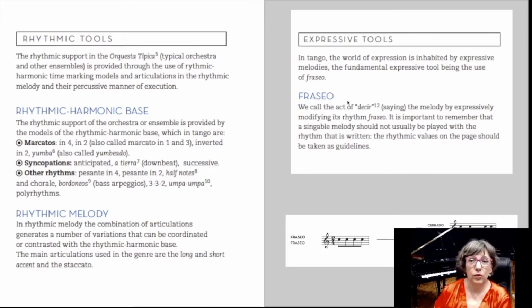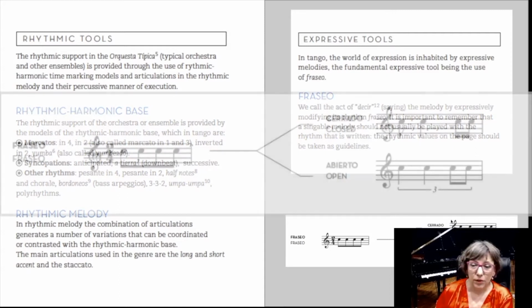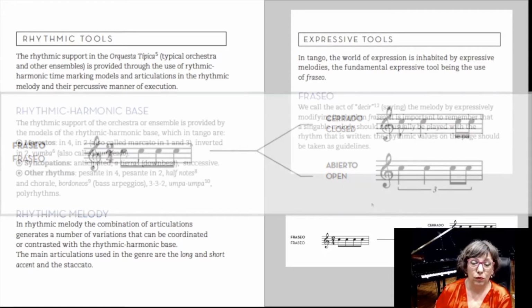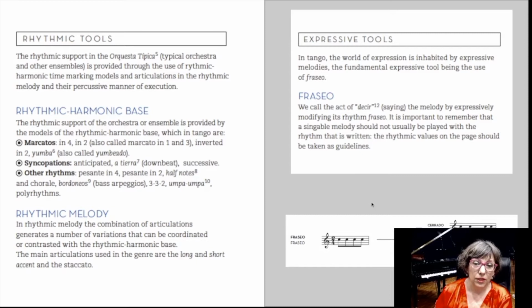On the other hand, we have the expressive tools, and a very important tool is called fraseo. It means phrasing. It's the way of saying a melody. In tango, when we are talking about expressive melodies, using phrasing, we do not play the rhythm as it is written. We make modifications like this. This can be one possibility, or many others. We will see it in detail later. But we should use phrasing when we see a melody that is expressive.